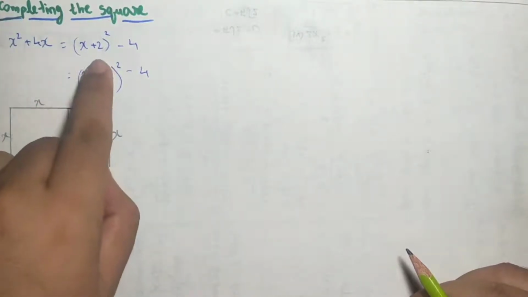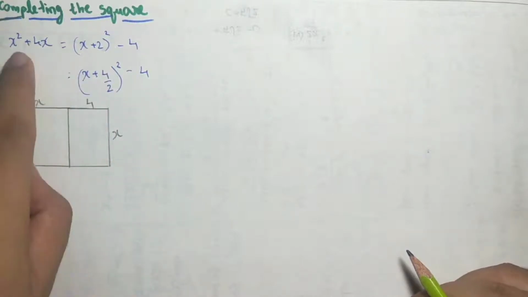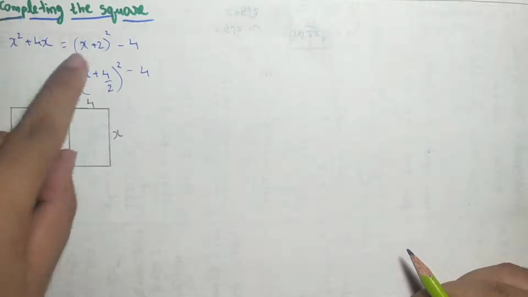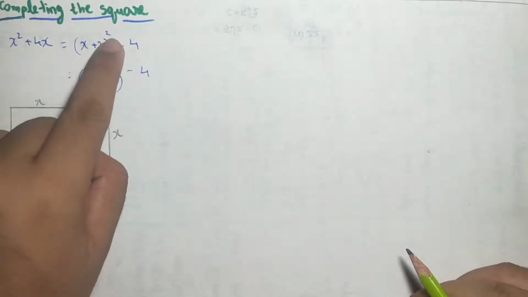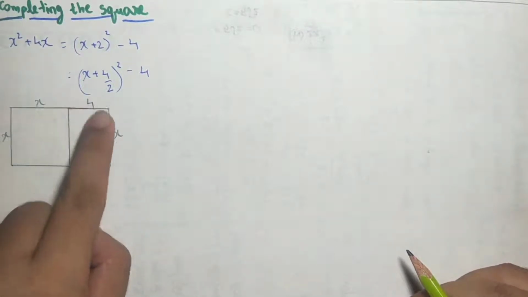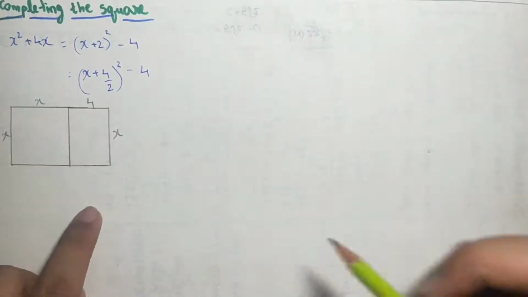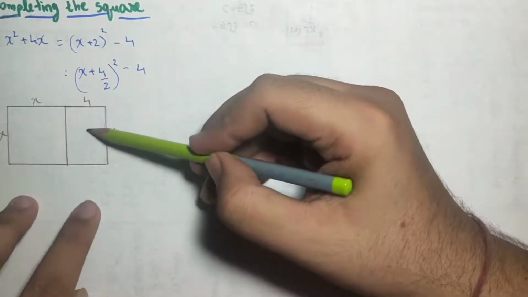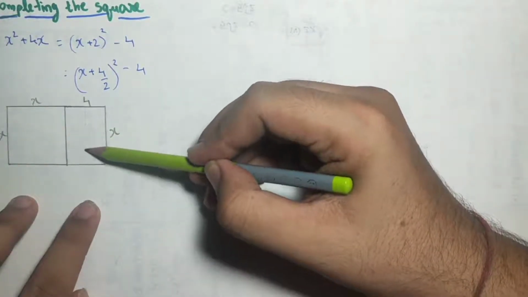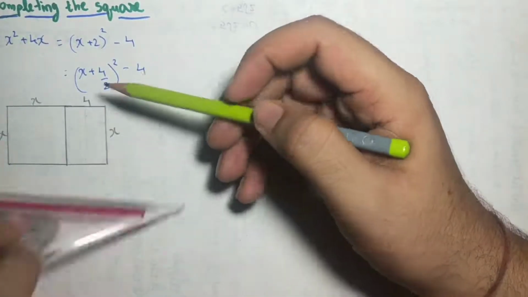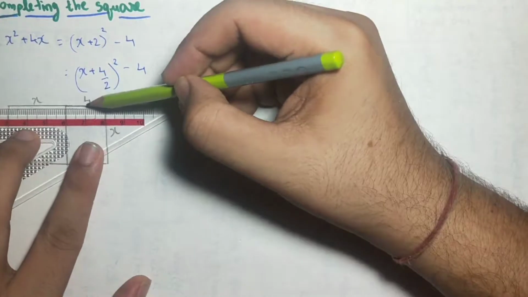Now I'll make some changes to this figure. It will directly convert to (x plus 2) the whole square minus 4. Watch. This rectangle of 4 into x, I divide into two equal parts. One line will be drawn exactly from the middle of this box.